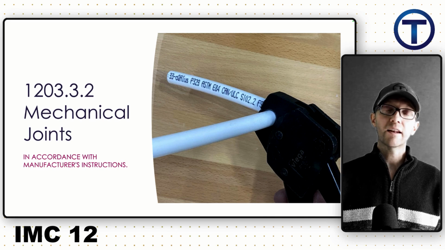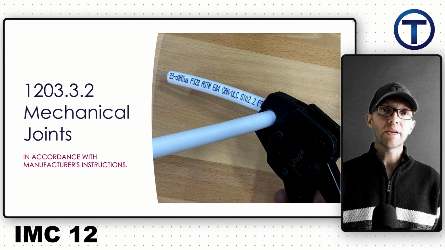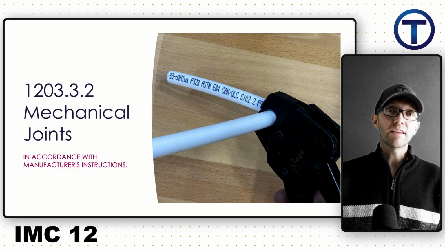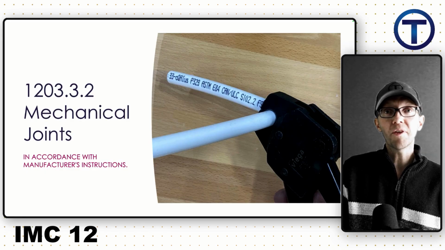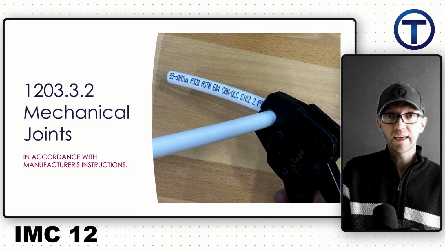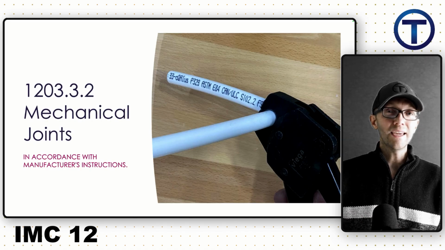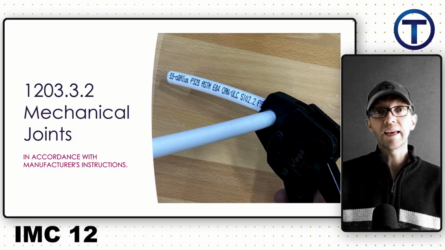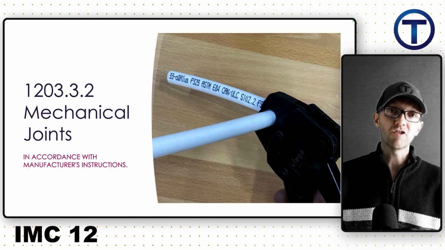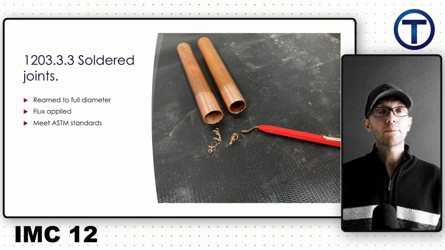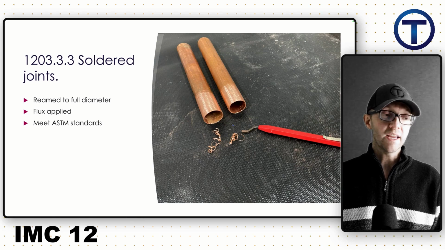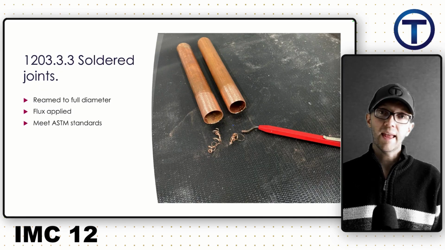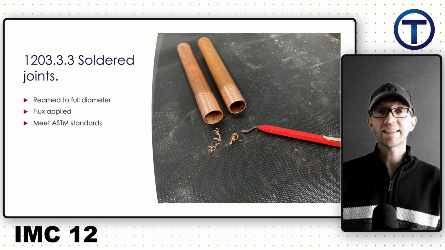There are a variety of mechanical connections that we can make. A crimped PEX joint is an example of a mechanical joint. But we need to follow that manufacturer's instructions, make sure we put that joint together properly. And that's why they don't list a whole bunch out, because each manufacturer may have a different way to do it. If you're going to use an approved pipe, an approved fitting, and one of these methods, you better make sure you know what you're doing. 1203.3.3 talks about soldering. We can solder copper together. It needs to be reamed to the full diameter. Flux should be applied, and the joint, when complete, should meet the ASTM standards.